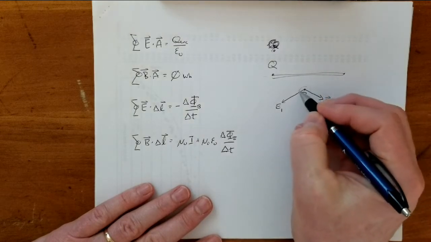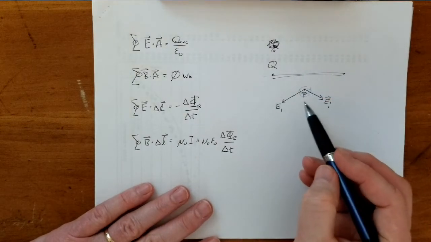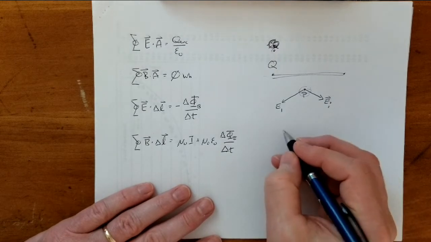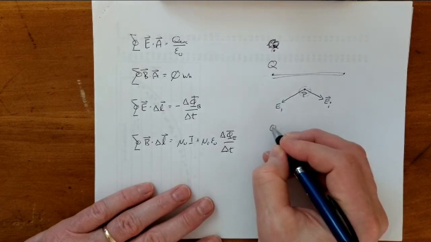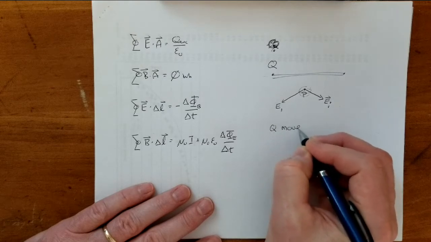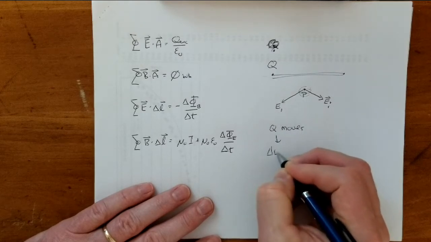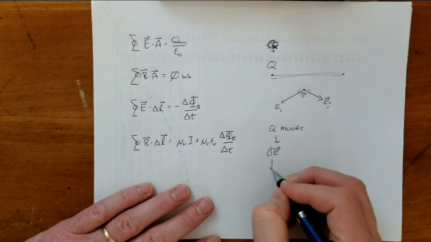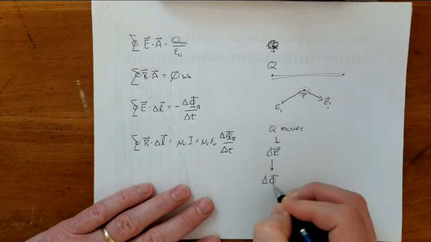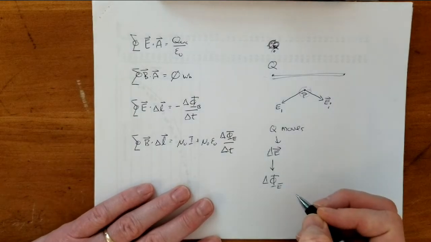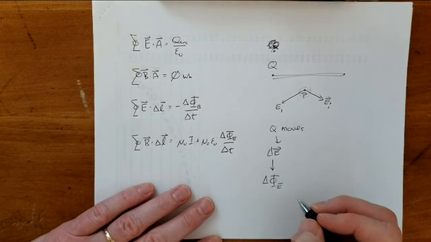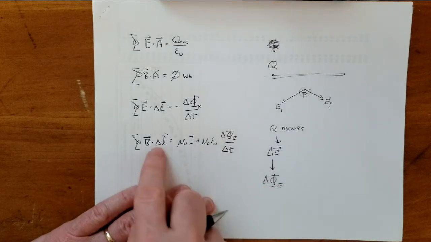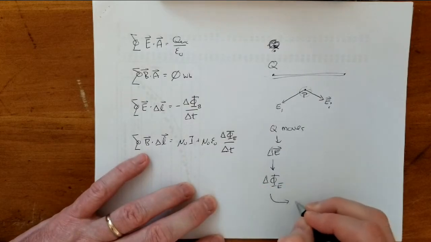If I imagine that I have some sort of Gaussian surface right here, my electric field changes and therefore my electric flux changes. So the charge moves, creating a change in the electric field at point P. If my electric field is changing, that means I have a change in the electric flux. If my electric flux is changing, that means I create a magnetic field.